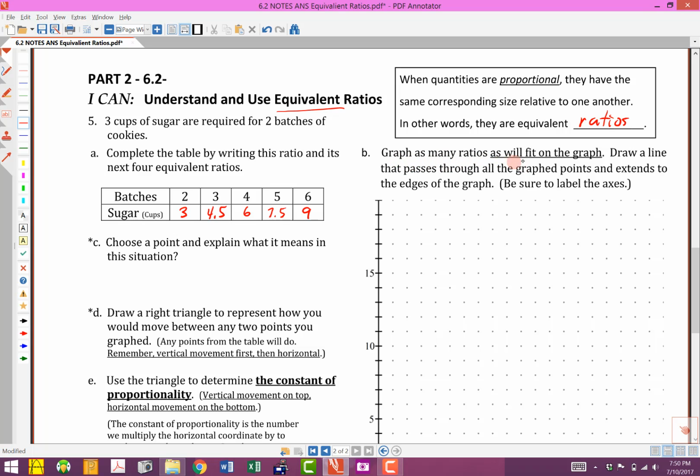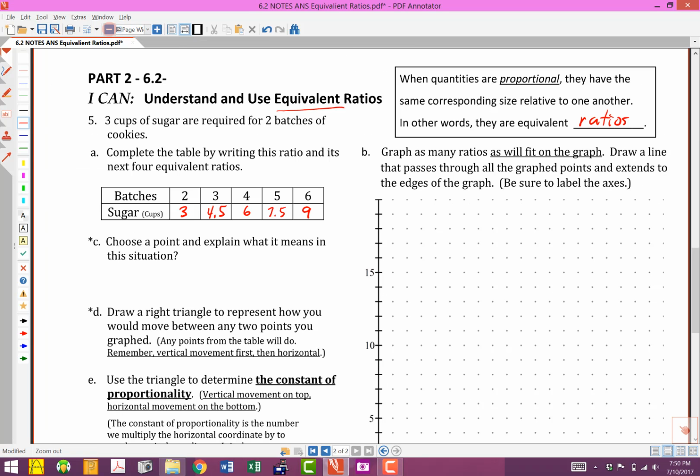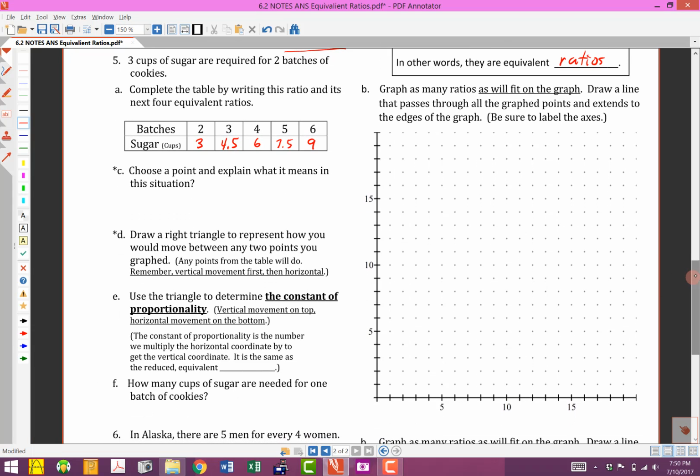So graph as many ratios as will fit on the graph. Draw a line that passes through all the graphed points and extends to the edges of the graph, and be sure to label the axes. So to make this fit, I'm going to draw this a little bit smaller, shrink this down in size just a tad, and let's see what we've got here.